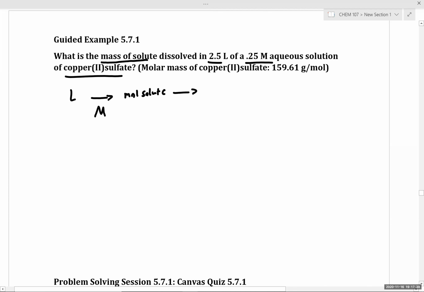We've seen this before. Now, of course, we know that once we have the moles of solute, we can just as easily use all of our other mass to mole conversions that we've learned to get the grams of solute, right? We can go from moles to grams. And the way that we do that is using what conversion factor? What gets us between grams and moles? What conversion factor? Molar mass, exactly right.